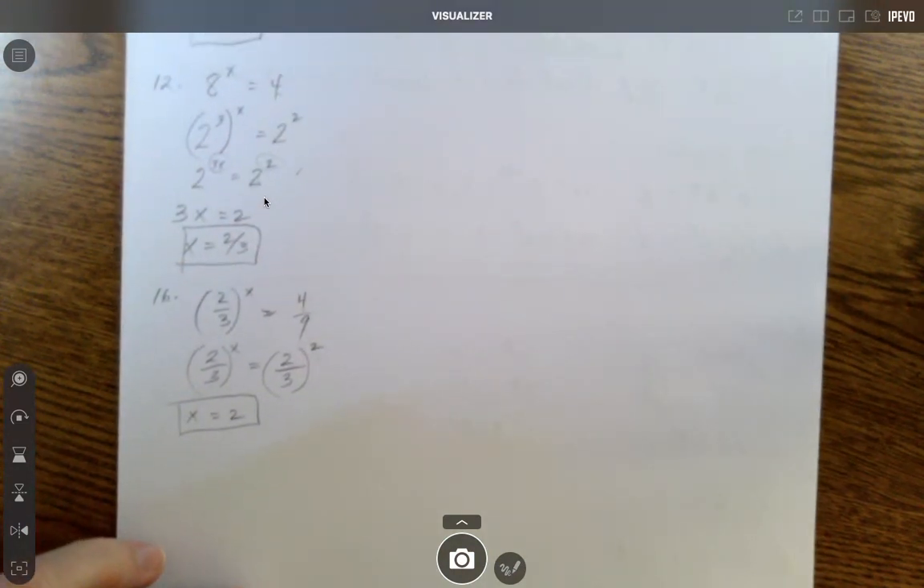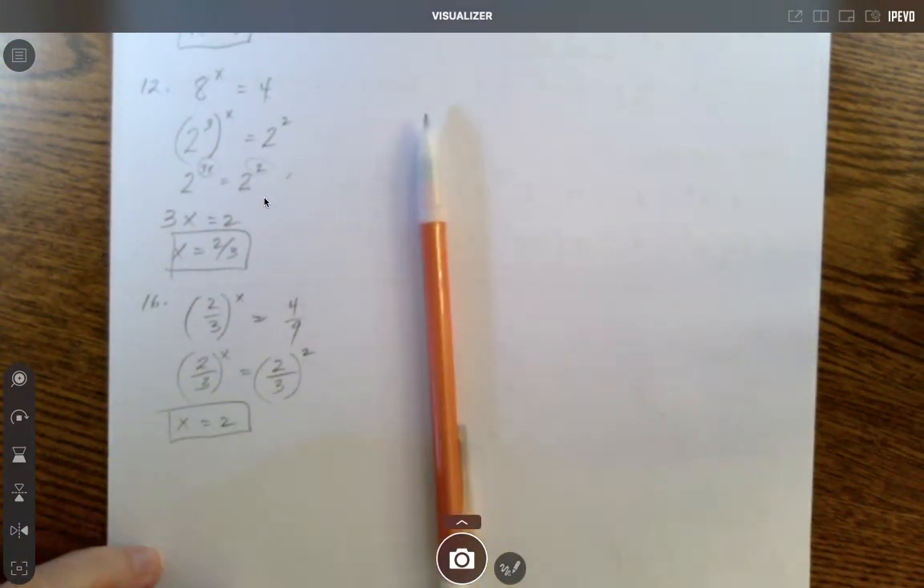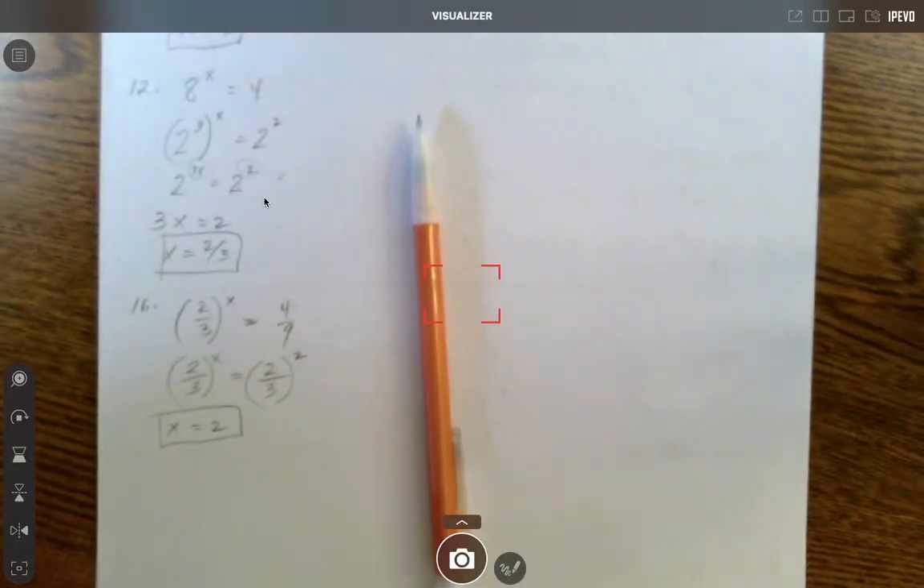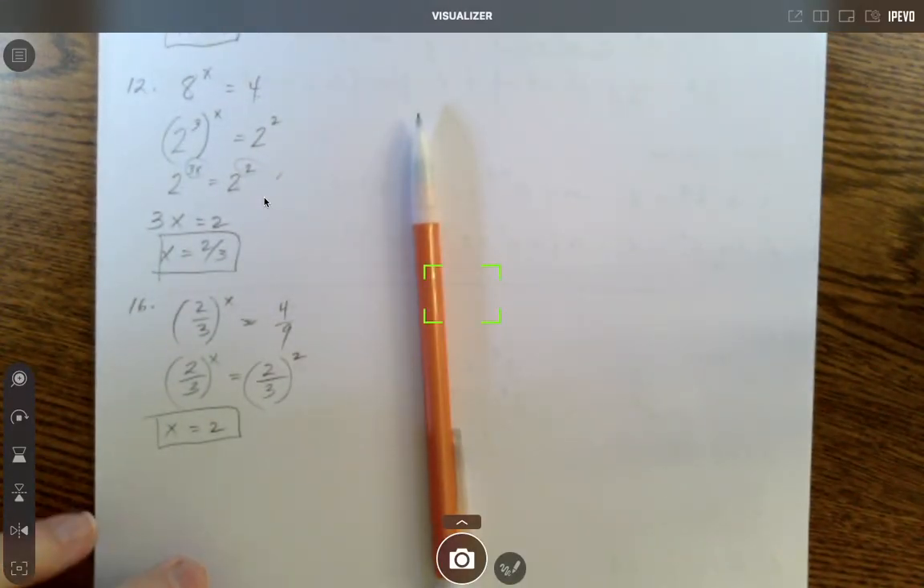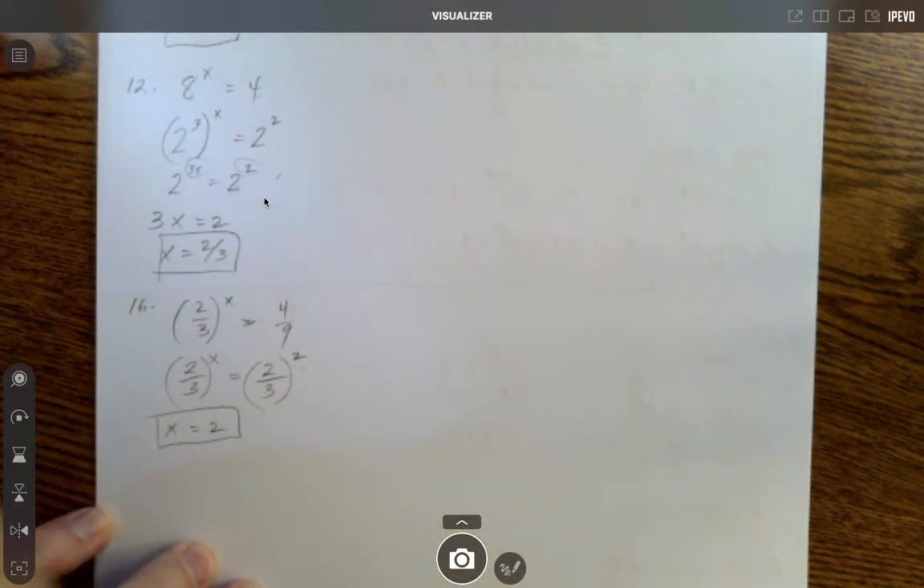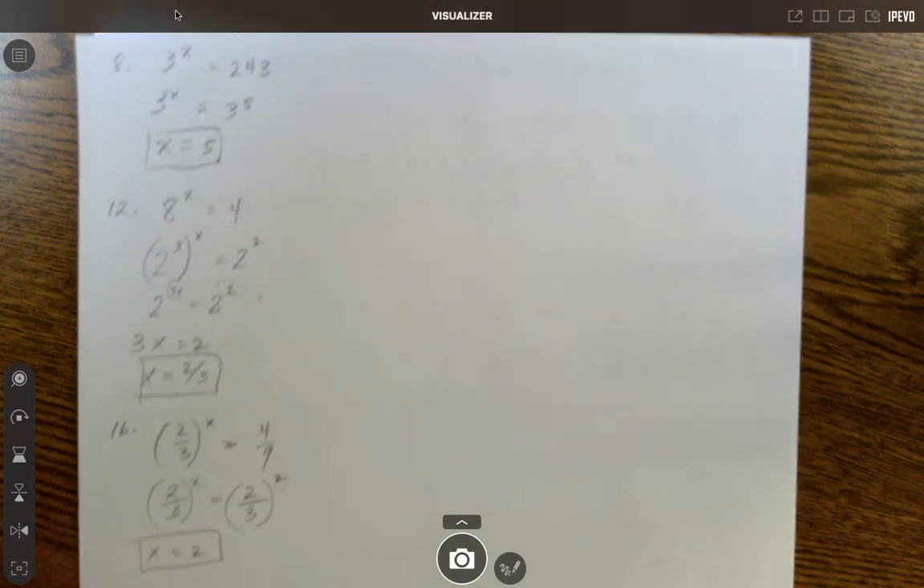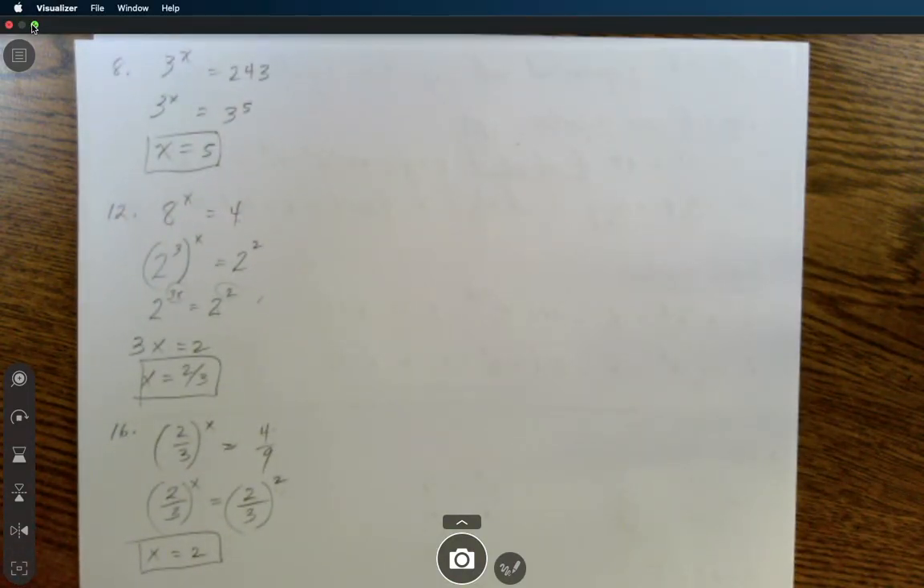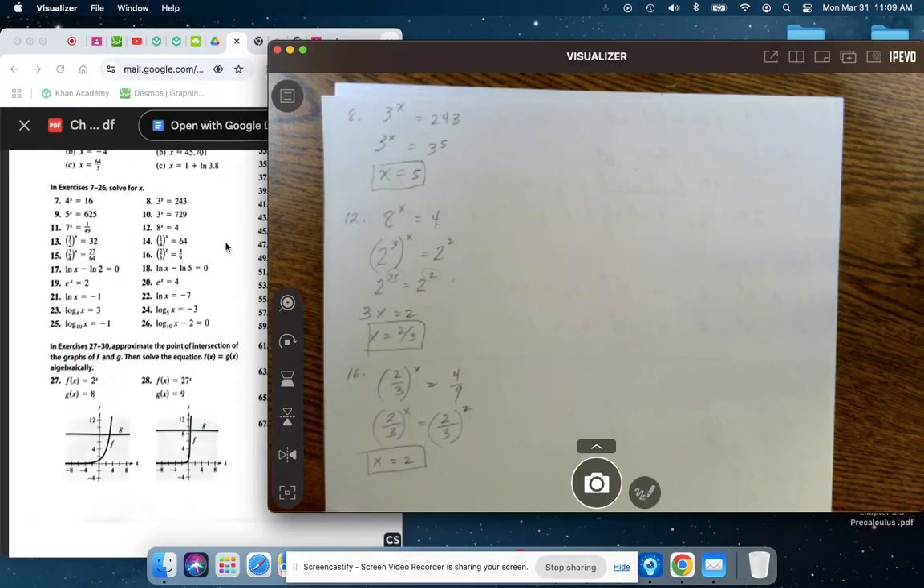Let's see if I can zoom in on this a little bit. It's a little blurry. All right. So that was 16. What about something like 20? e to the x equals 4.